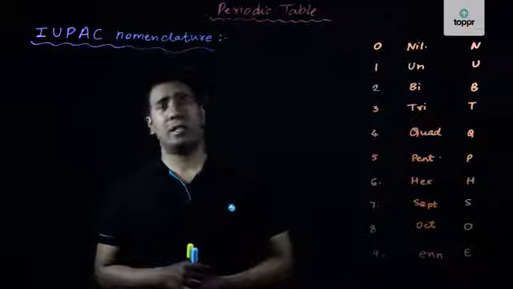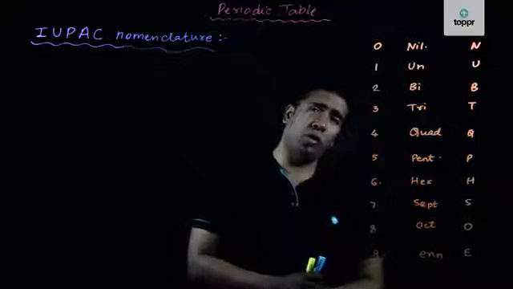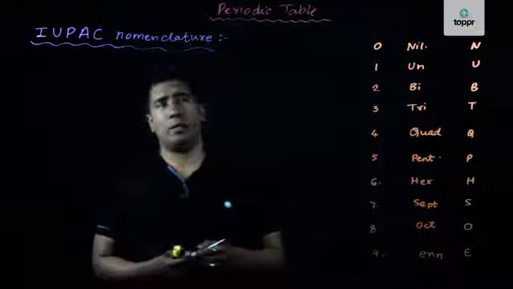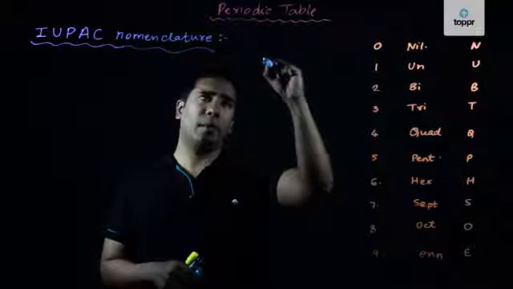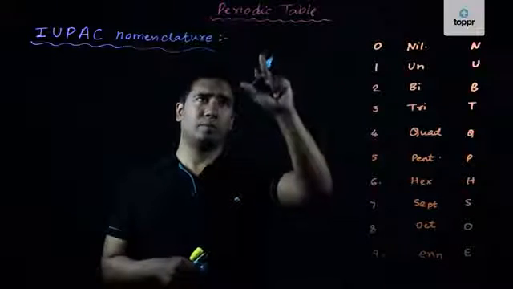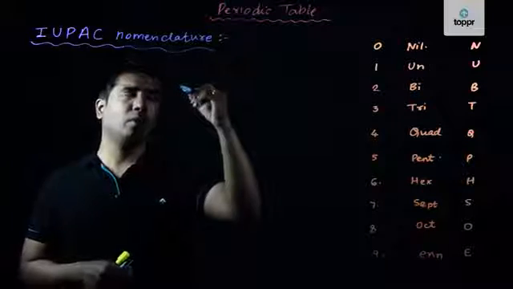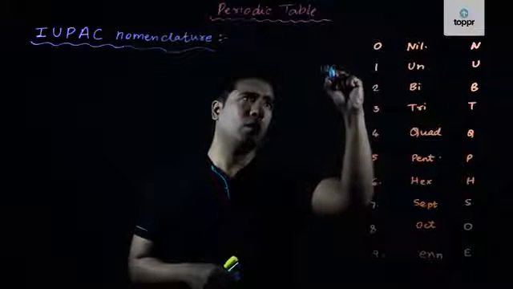Once we understand this, let us now apply whatever we have learned and actually do the nomenclature of elements. So let us consider randomly any number of elements. Let us consider first of all the element with atomic number 100, and then we will be writing down its corresponding name. So the element with atomic number 100 first we are going to do.